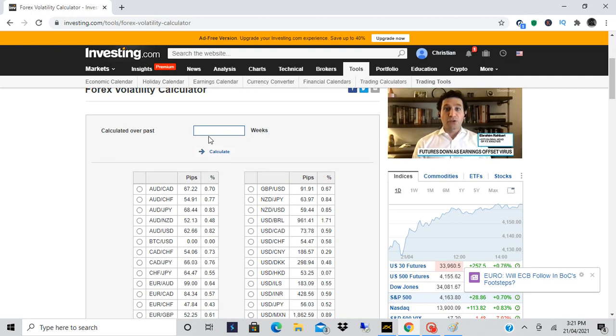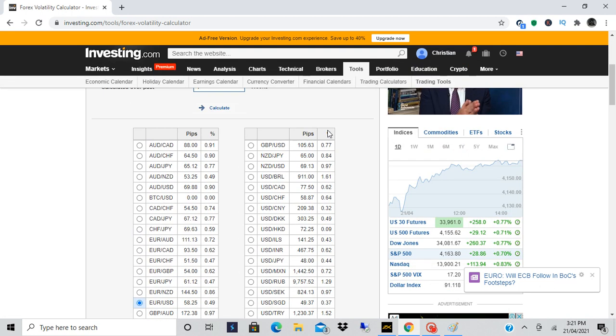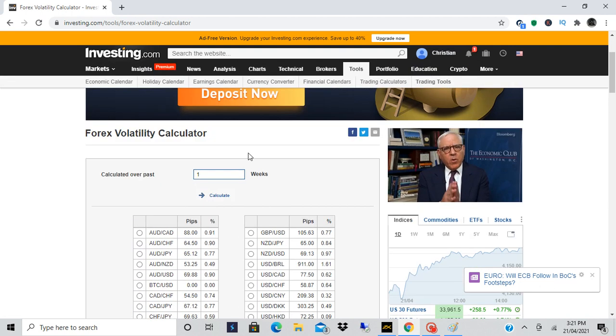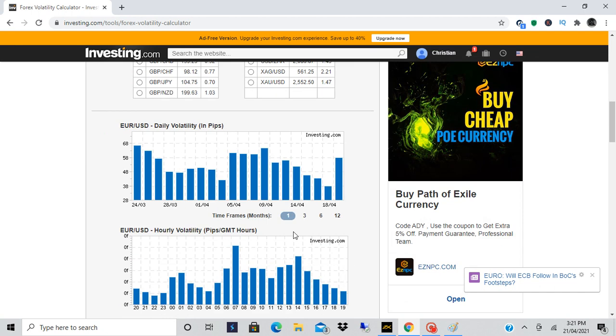If I do 1 week, it's going to tell me that within that 1 week, which was last week, the GBP USD here has an estimated value of 100 pips, right? So I hope that this tool is very helpful to you guys.